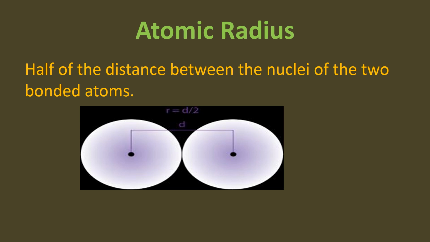As there are an infinite number of orbits present around the nucleus, we will not take electrons or orbits as a standard to measure the size of an atom. So half of the distance between the nuclei of the two bonded atoms will be considered as the atomic radius. Here d stands for the distance and r is the radius. So d by 2 will give us the atomic radius.